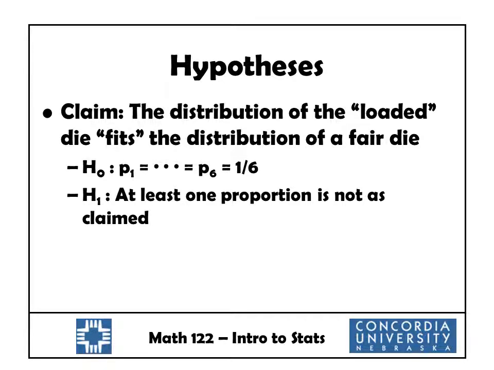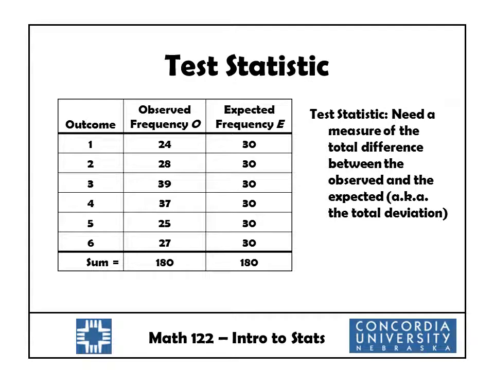Now our alternative hypothesis really isn't important, but we'll just state it for completion. It's the statement that at least one of the proportions is not as claimed. So the opposite of them all being equal to 1/6 means that at least one of them does not equal 1/6. Alright, so next we need to calculate our test statistic, and this is one that we're going to do by hand. We're going to do it by hand because not all of our calculators will do it automatically for us, and also the formula isn't terribly complicated.